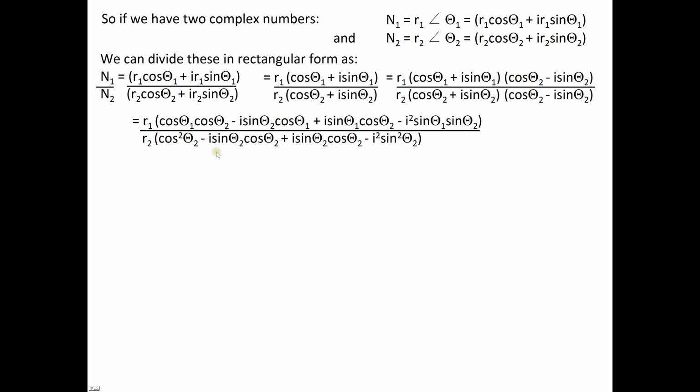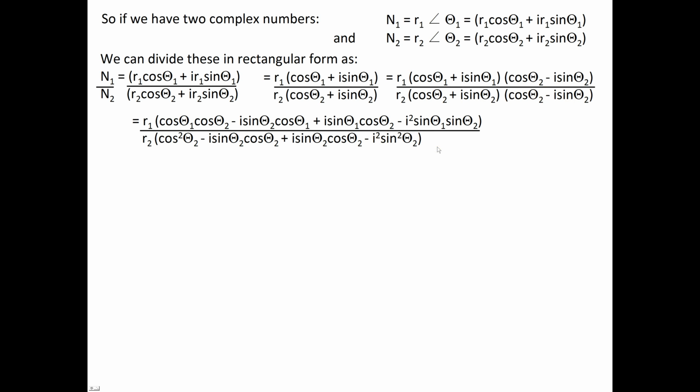Okay, now let's multiply out the bottom of the equation. So we have cos theta 2 times cos theta 2, so that's cos squared theta 2, and then cos theta 2 times minus I sine theta 2, so that's minus I sine theta 2 cos theta 2, and then plus this term times this term, so that's I sine theta 2 cos theta 2, and then that term plus I sine theta 2 multiplied by minus I sine theta 2 becomes minus I squared sine squared theta 2.